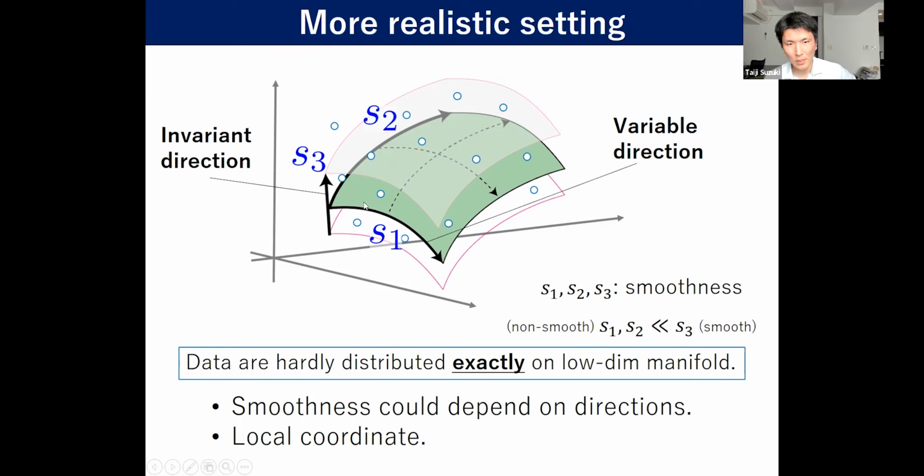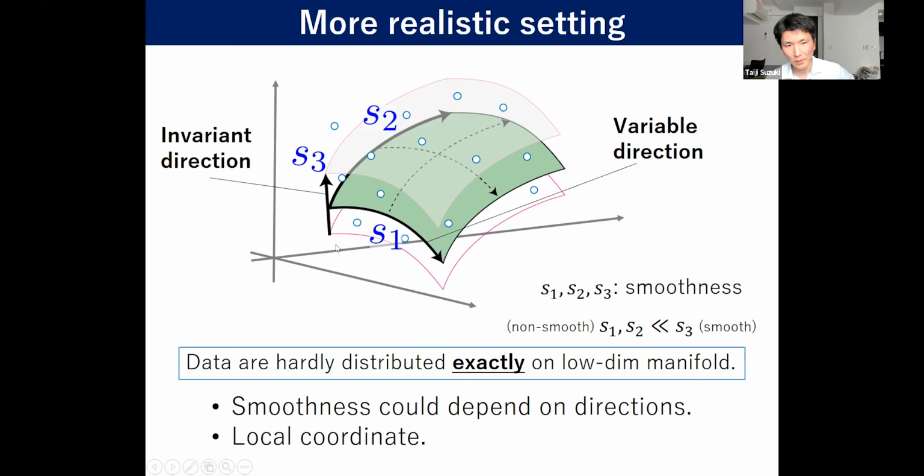To deal with such a setting, we can consider the smoothness of the target function. That means the target function has a different smoothness depending on the direction. The true function is not smooth in this direction, and not smooth in this direction, but the target function is almost independent of this direction. This direction is perpendicular to the submanifold. So the target function is almost constant in this direction.